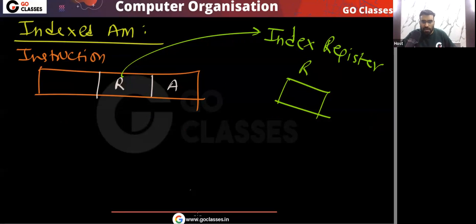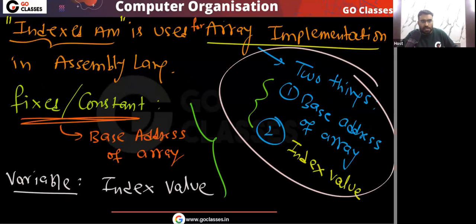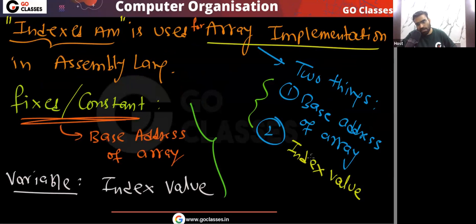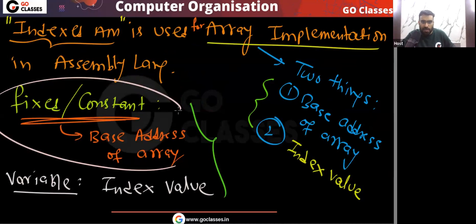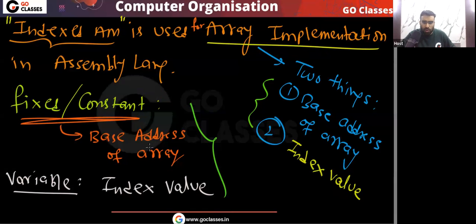Is this point clear? Remember, very simple: for array implementation, you need two things. One is the base address of the array, another is the index value. The base address of the array, you will keep fixed, constant. And the index value you can change, like 0, 1, 2, 3, whatever you want. You can decrement, you can increment. This index value you can change.